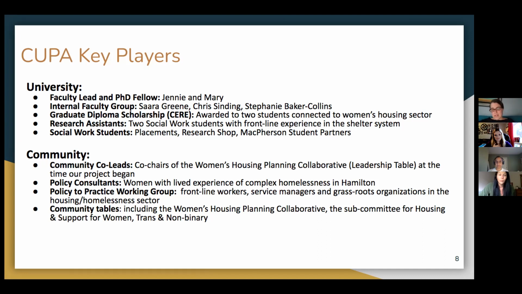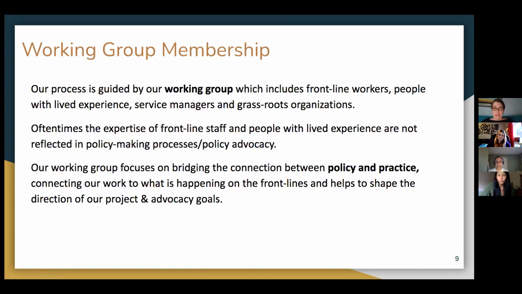And then we also participate in a couple of different community tables, including the Women's Housing Planning Collaborative and a subcommittee to the City of Hamilton. We've recently been invited to Hamilton Health Team Planning. So we're trying to find our way into lots of different community conversations about this particular issue. So those are key players.